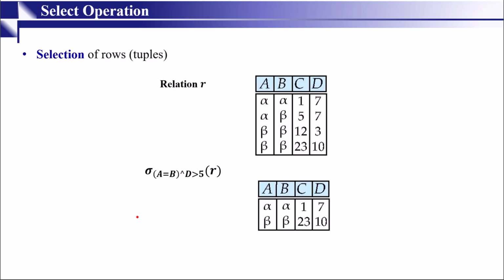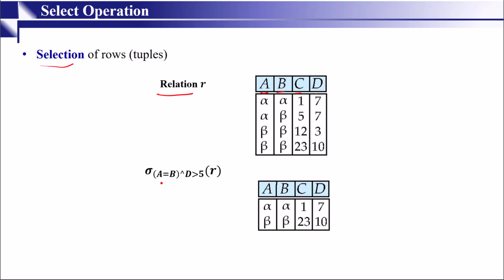In relational databases, we work with several operators including selection, projection, union, difference, joining, Cartesian product, renaming, etc. The first one is the selection operator. This is used to filter rows based on a condition. So we have a relation R here, with A, B, C, D. Now we want to do the selection.